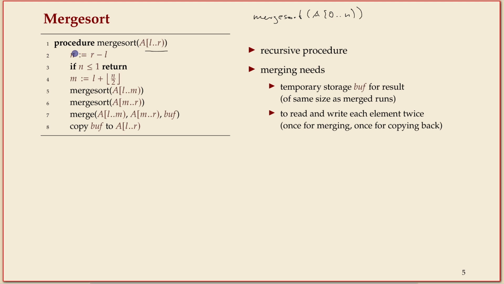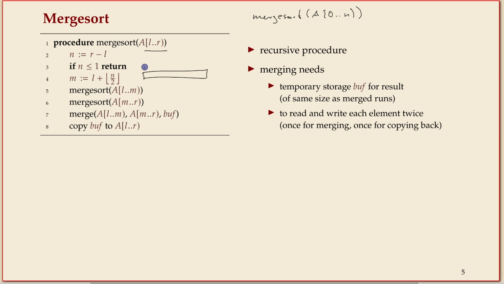Then we determine if we're already done. If we have a list of just a single element, nothing needs to be done because that's sorted in itself. Otherwise, we find the middle point. So if that is our array from L to R exclusive, then we find this midpoint M. And we recursively sort the part up until M excluding M, and the right part from M onwards, and then call the merge procedure that I showed you by example.